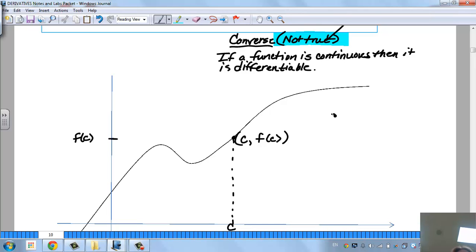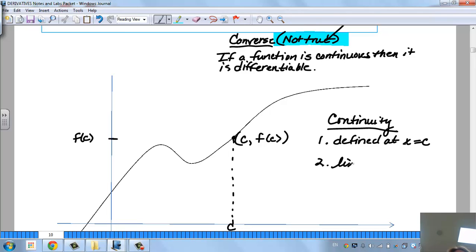And I just want you to recall continuity. Let's talk about what we learned in continuity from before. The first thing is we knew that it had to be defined at x equals c, which it is. There's a point there. And the second thing to recall is if we did the limit as x approaches c. Now this is a general limit, so I'm talking from both sides of this function.